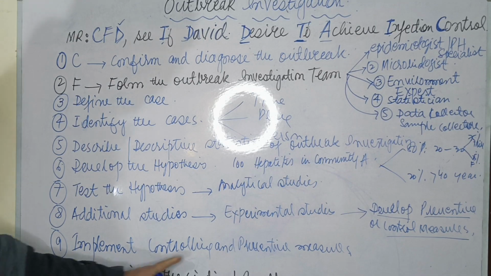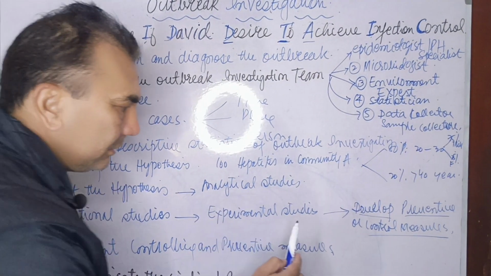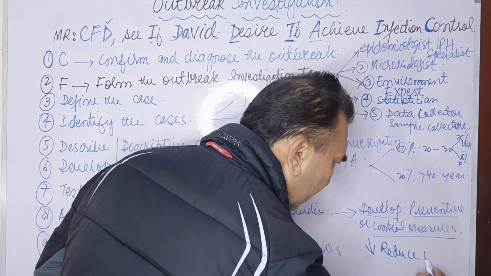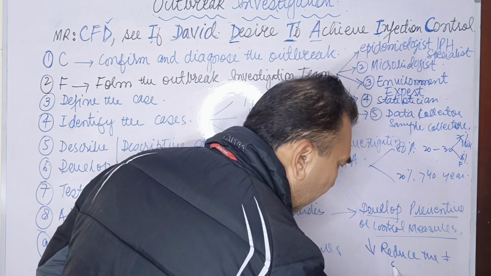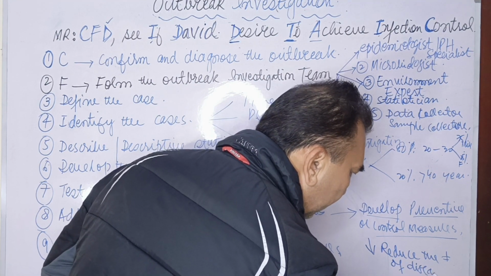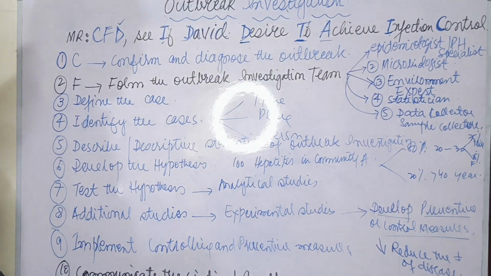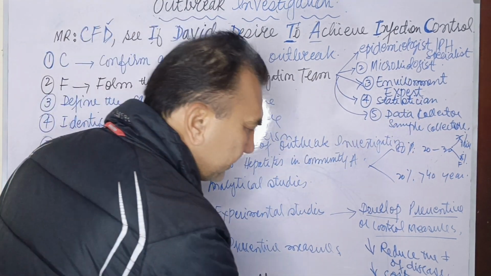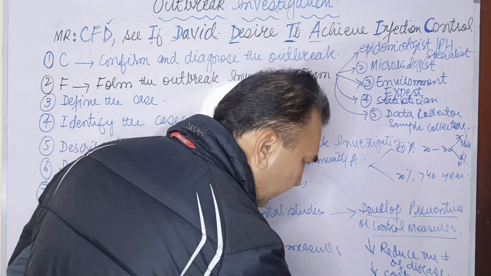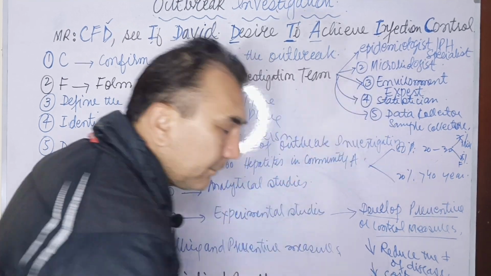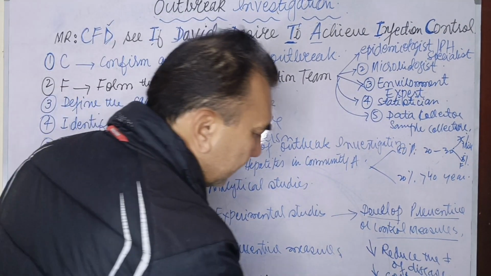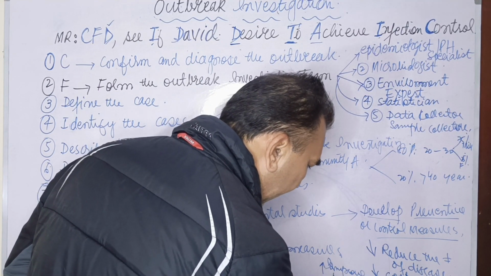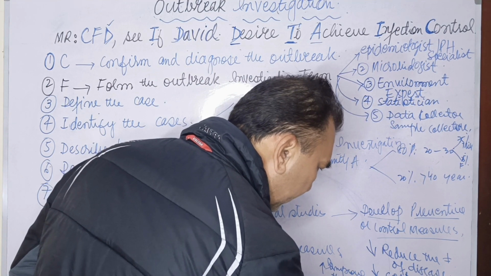When you definitely implement the preventive and controlling measures, what result will you come up with? Definitely it will reduce the number of diseases, it will reduce the cost, it will reduce the resources, and it will improve the health of the people.